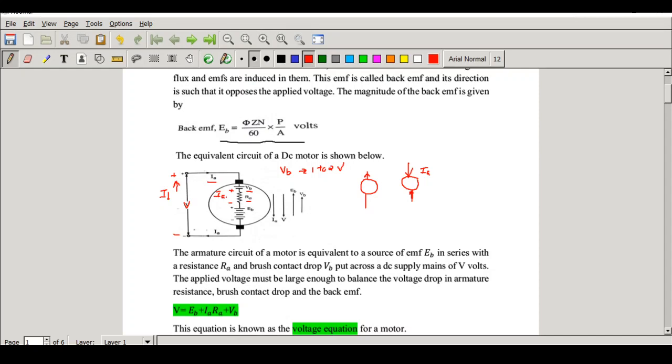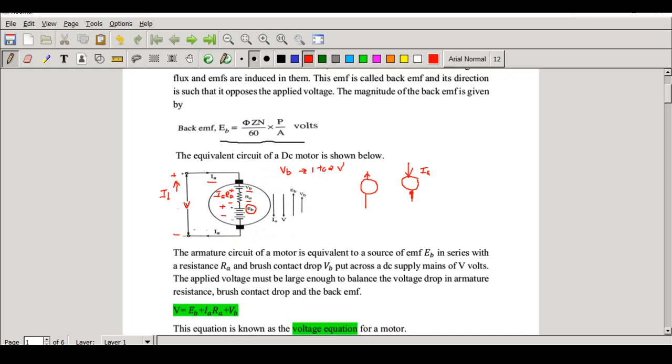So how many sources do we have now? That is the input voltage V, then the brush drop VB, then the voltage drop across the armature, that is IARA. Then after that comes the back EMF. Here you can see the back EMF. Back EMF is nothing but the EMF induced in the motor when it starts rotating. That is when the armature starts cutting the magnetic flux. And the polarity of the back EMF is given by plus minus.